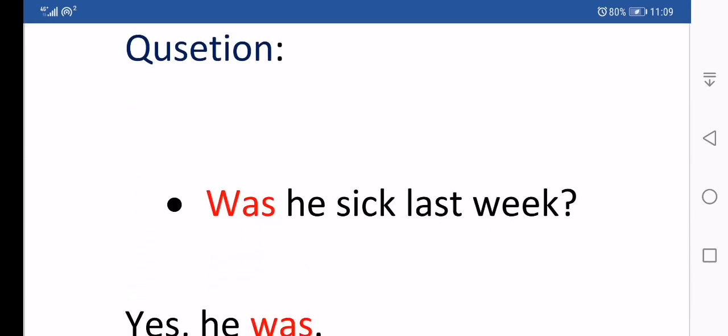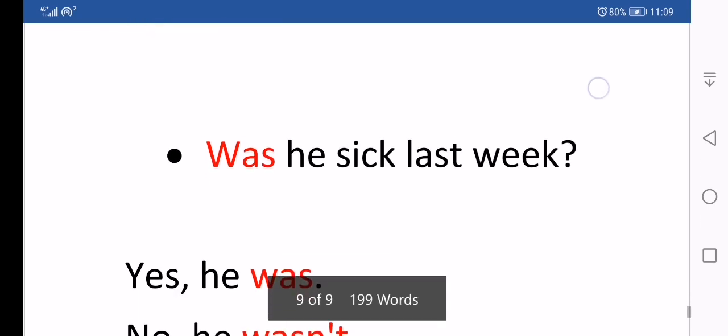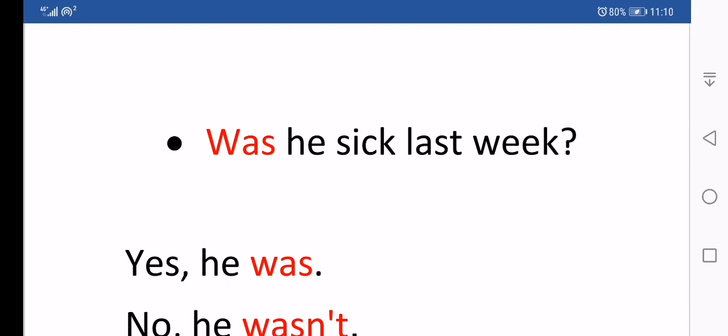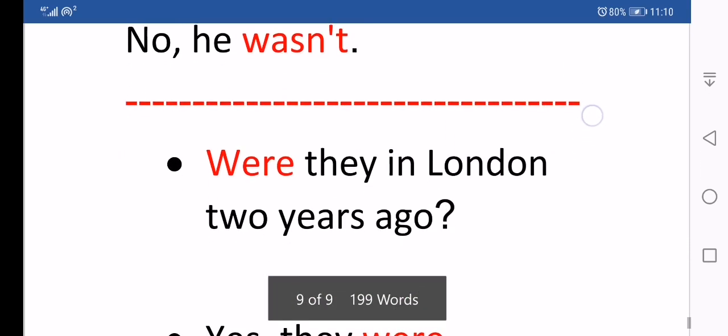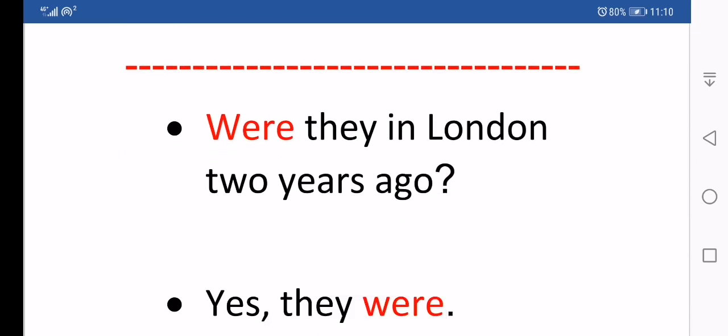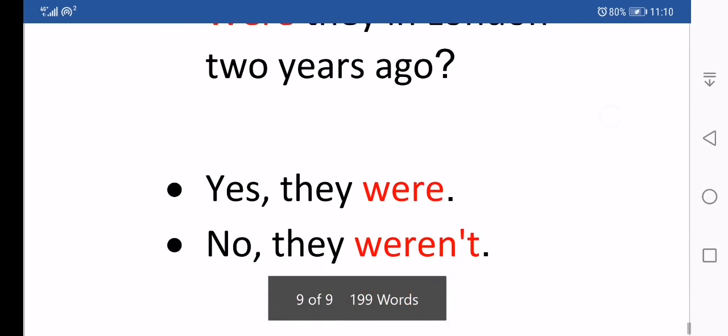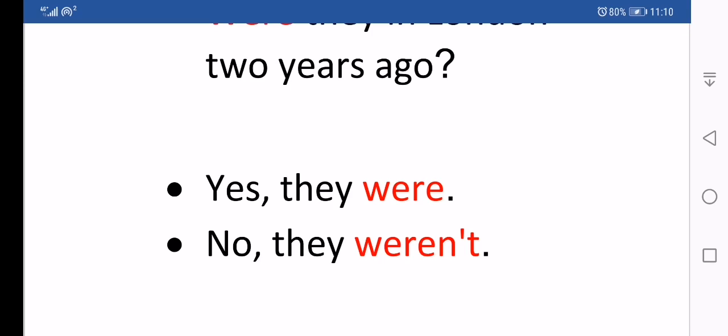How do we make questions using the verb to be in the past? Of course, it's very simple. We use the helping verb was or were at the beginning of the question. For example, was he sick last week? The answers, yes, he was. No, he wasn't. Another example, were they in London 2 years ago? The answers, yes, they were. No, they weren't.